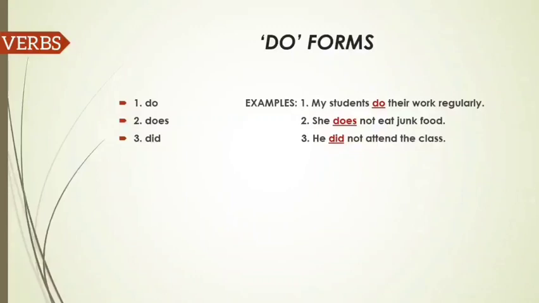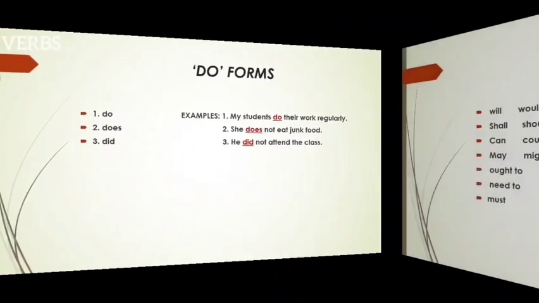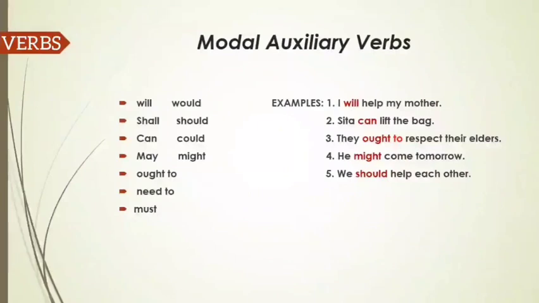Do forms. My students do their work regularly. She does not eat junk food. He did not attend the classes. So do, does and did. Did is the past form of do and does is the third person singular. Keep it in mind, children. The do verb is not visible in the present form but is visible in the past form and negative form.